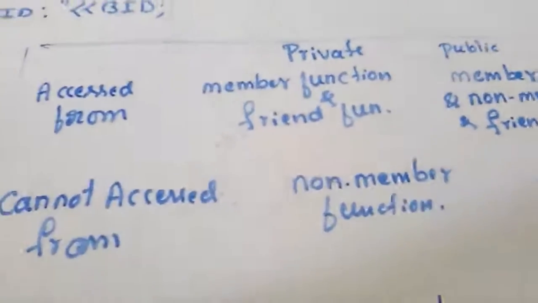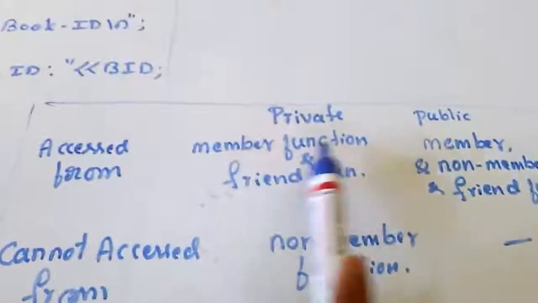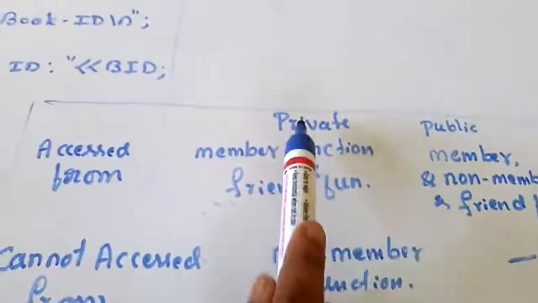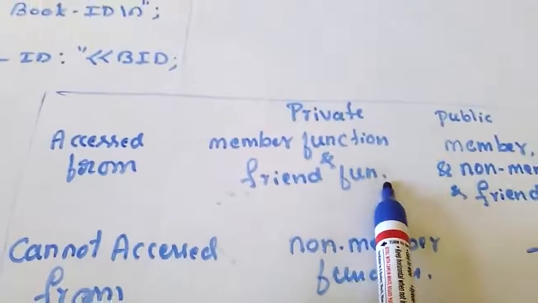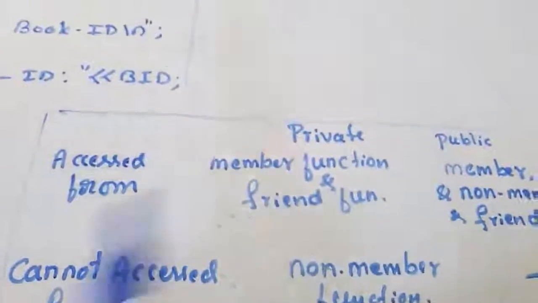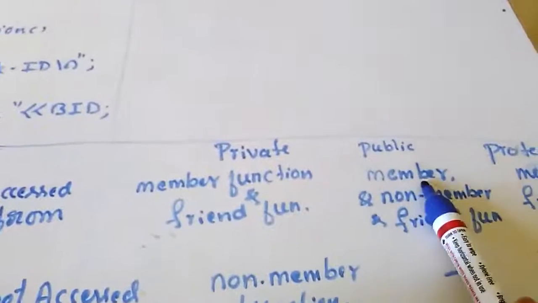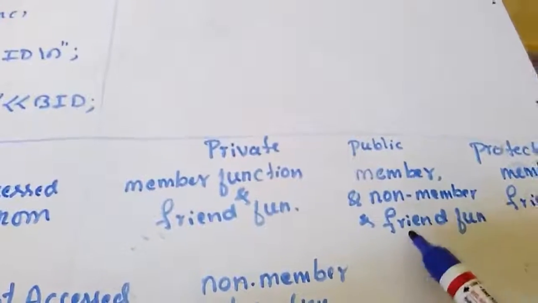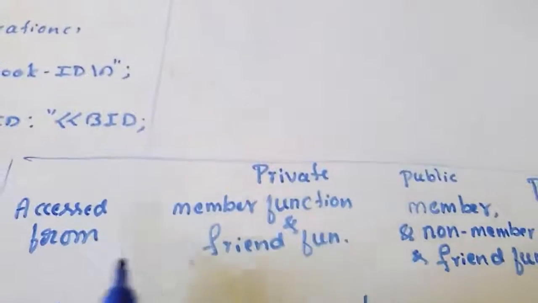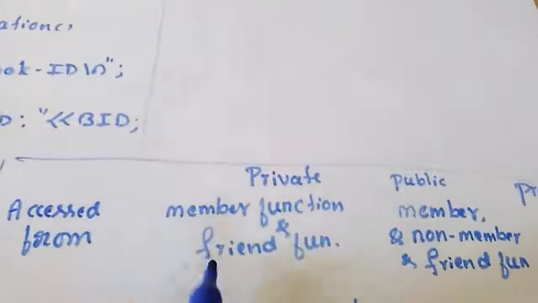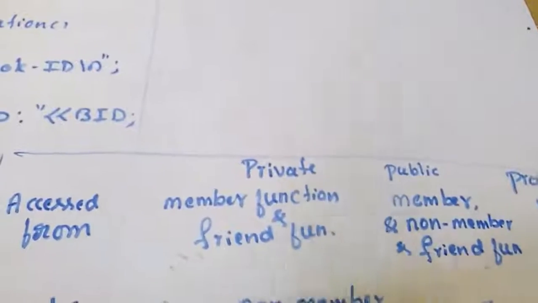Private members are accessed from member functions and friend functions. Public data is accessed from member functions, non-member functions and also friend functions. Private data cannot be accessed from a non-member function. So in the first point, from where one can access, that is what I am discussing here.